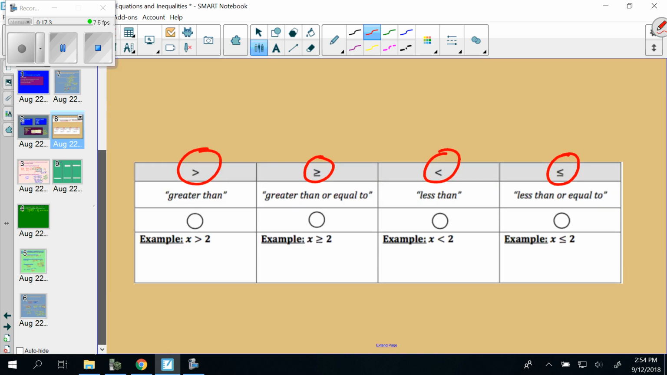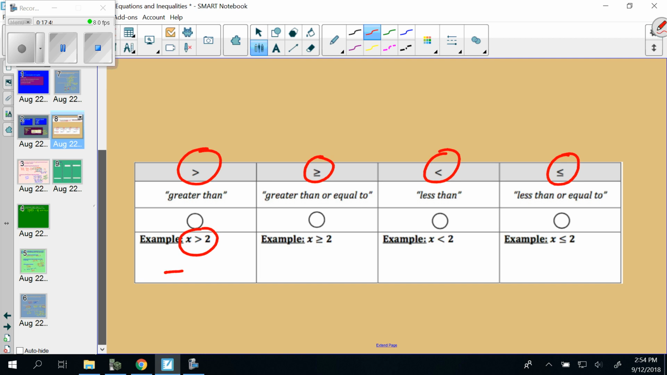Okay. Some other stuff that you should know when graphing these, anytime you have greater than, like here's an example, x greater than 2, you want to use an open circle to graph that.